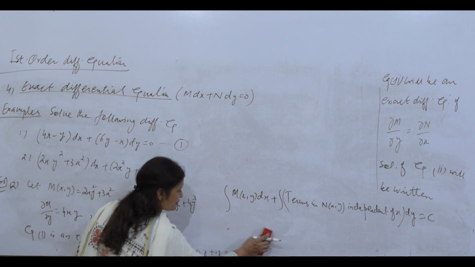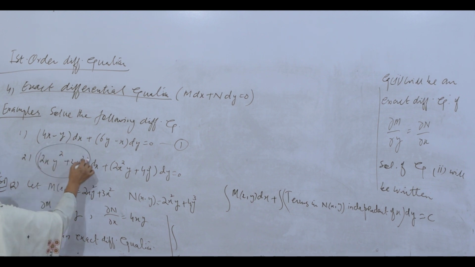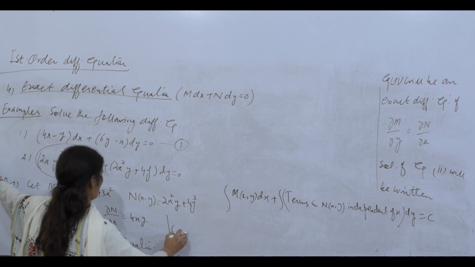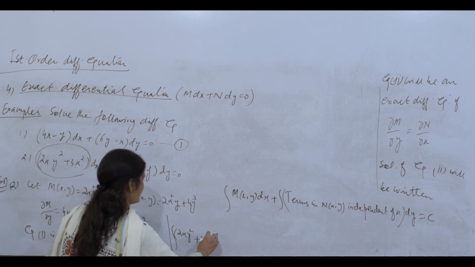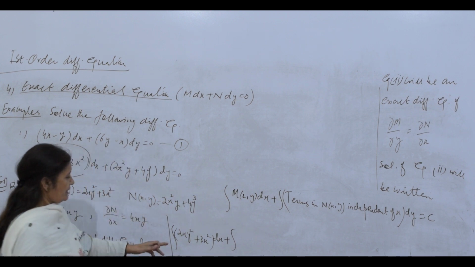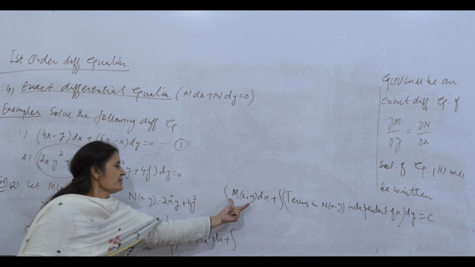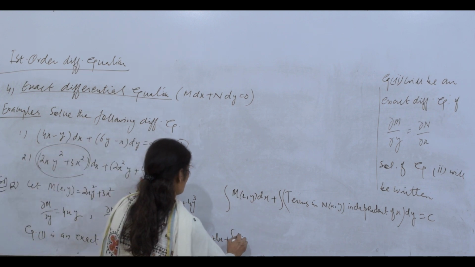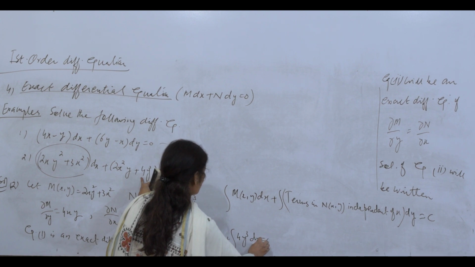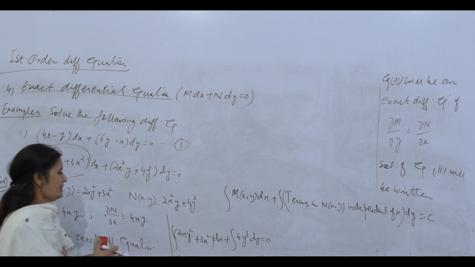If it is an exact differential equation, how to write down the solution? Whatever your M is, this is 2xy square plus 3x square dx. Terms in M, integrate term by term with respect to x. Write everything there and you have to integrate term by term. Then N, terms in N free from x. Let me write one term, which is y cube dy equal to 0, because the other term contains x in it, so you are ignoring it.